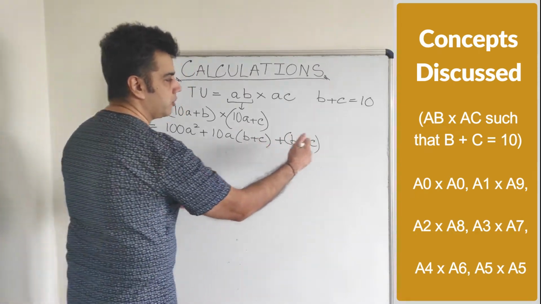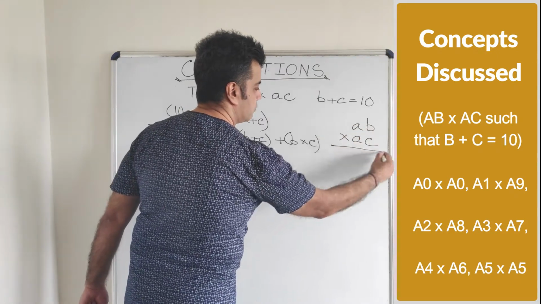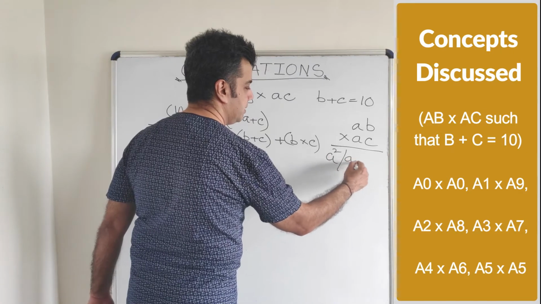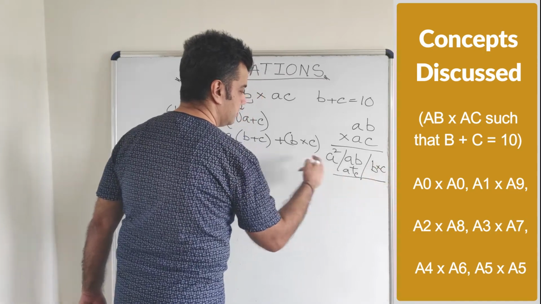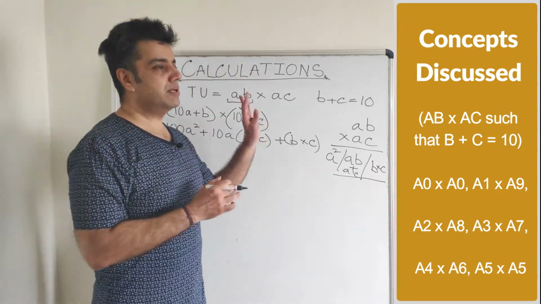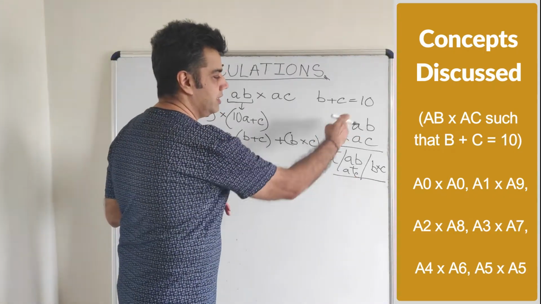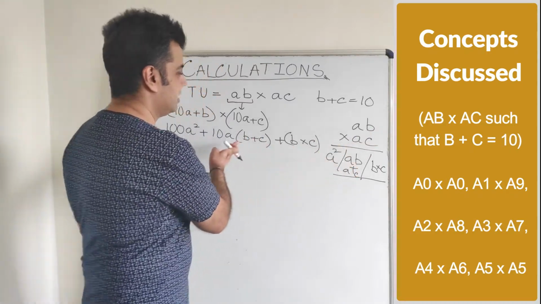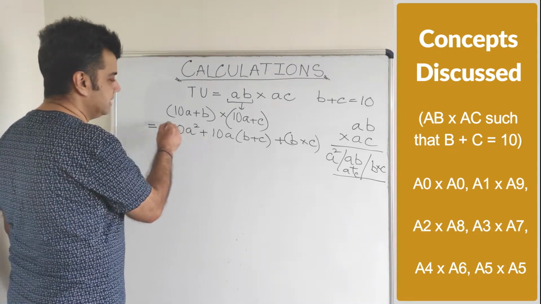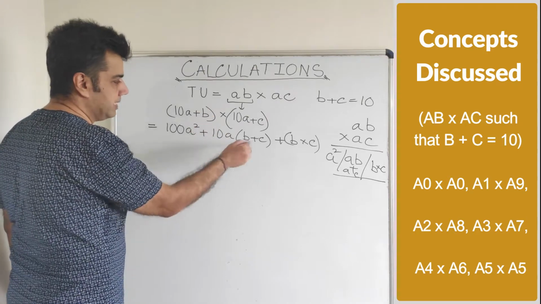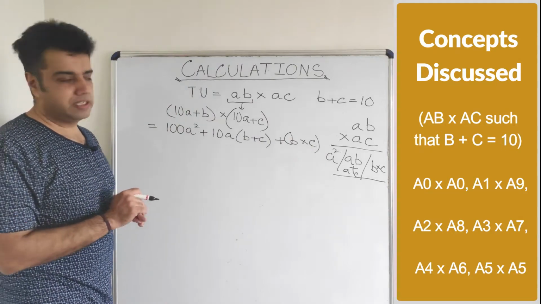Now, the other format of writing this, as I have done in my earlier videos: AB into AC, the outcome will be A square, followed by AB plus AC, followed by B into C, which I have already written. So I am combining this session with my earlier videos, and taking this discussion to the next level. This 100 symbolizes the hundreds placed digit, this 10 symbolizes the tens placed digit, and this is nothing but the units placed digit.